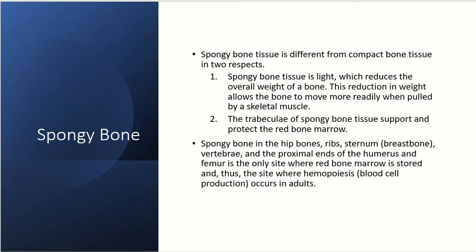So spongy bone that's in the hip bones, as well as the ribs and the sternum, also in the vertebrae, and the proximal ends of the humerus and the femur, are going to be the only real sites where red bone marrow is stored, and are therefore going to be major sites of hematopoiesis, at least in adults. Like we've mentioned before, hematopoiesis, or red bone marrow, can be found in all of the bones in a newborn infant. But as we age and become adults, this reduces down to just these sites that we mentioned previously. So this is where we're going to have our main hematopoiesis occurring in adults.